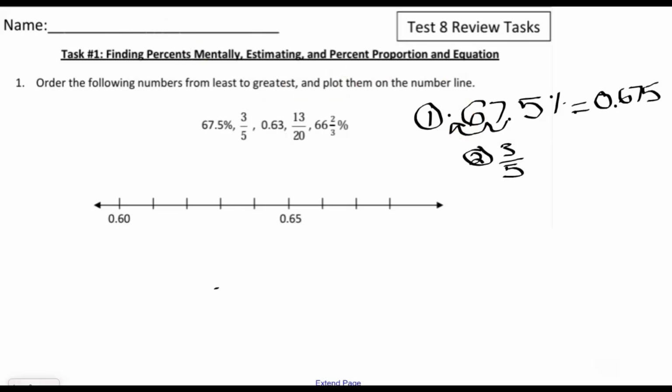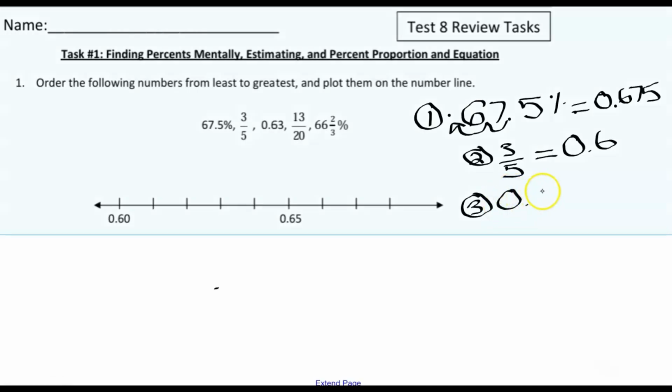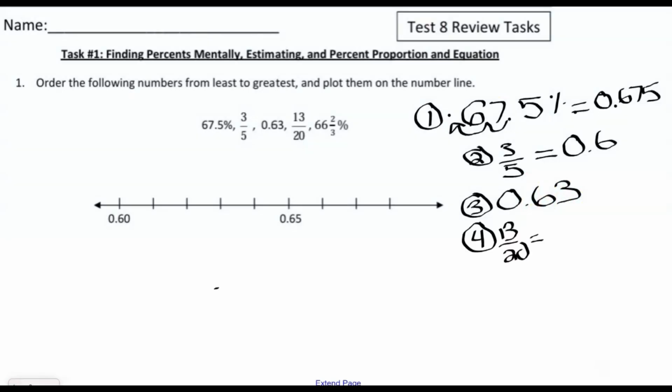The next one, a common one, 3/5. We convert that into a decimal, and when we convert that to a decimal, 3 divided by 5 gives us a quotient of 0.6. Then for number 3, we have 0.63. That is already in decimal format, so I'm just going to write that down as 0.63. Number 4 is 13/20, and we do that the same way we did the one previously. We divide 13 by 20, and that gives us 0.65.